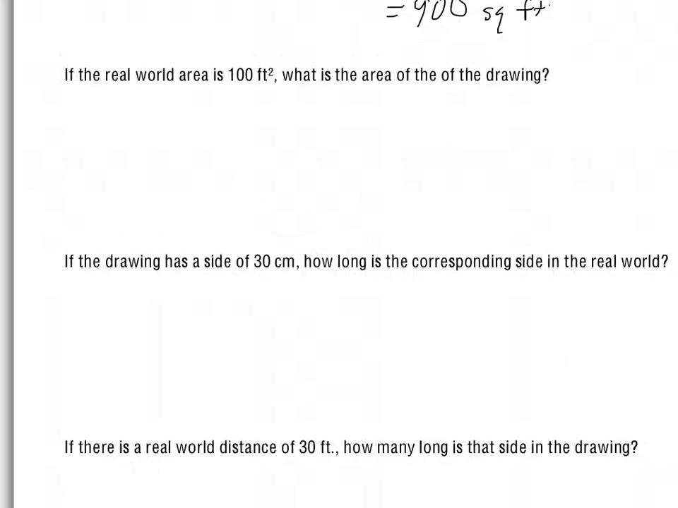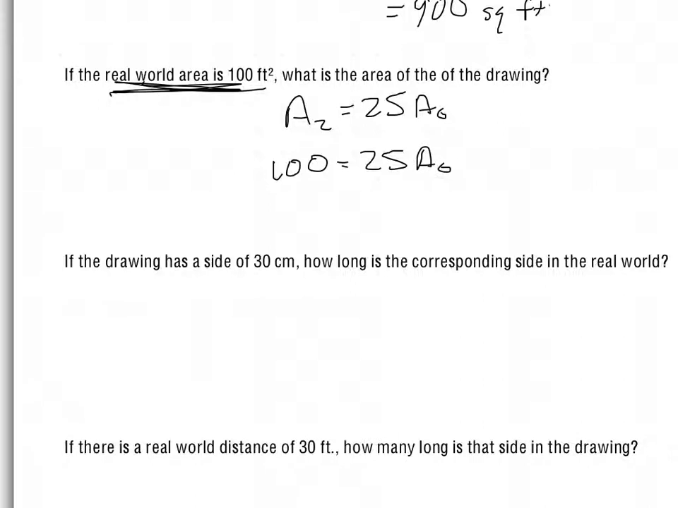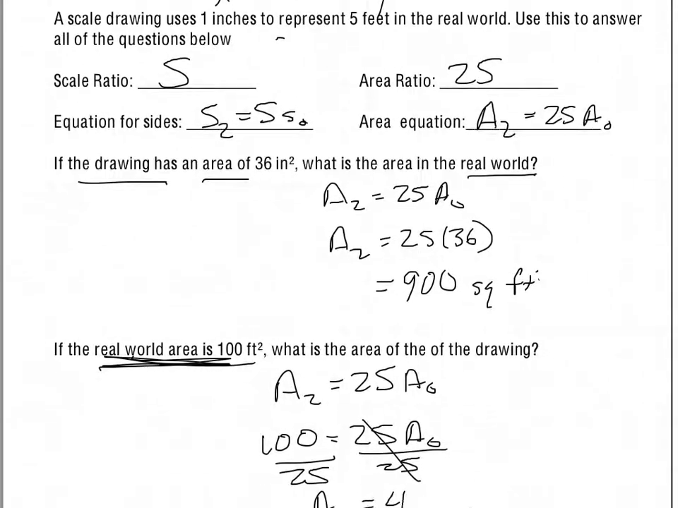Alright, this one says the real world area. Again, we're looking at our area equation. Area 2 is equal to 25 times area 0. This is the real world area, so that's going to go over here on this side. Go ahead and solve the equation by dividing. We're going to get that A0 is equal to 4. That's in the drawing, so this is some number of, let's see, what are we measuring up here? In inches.